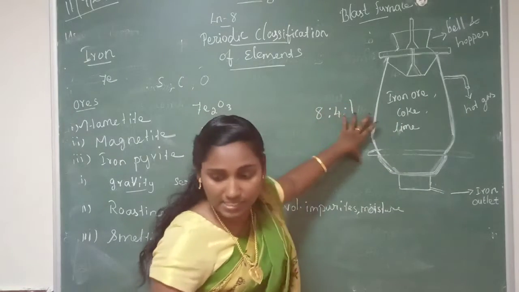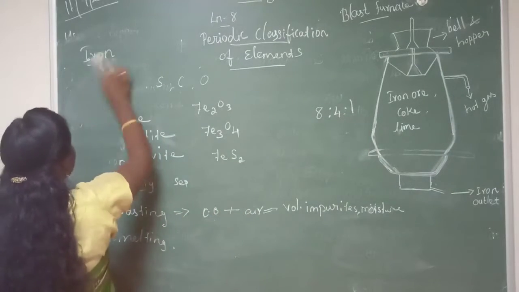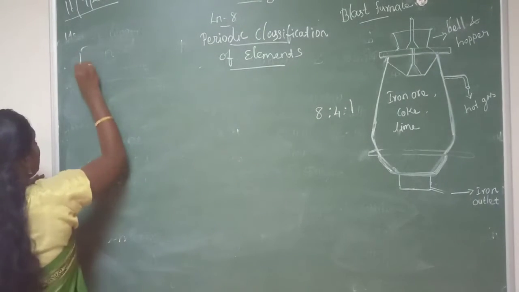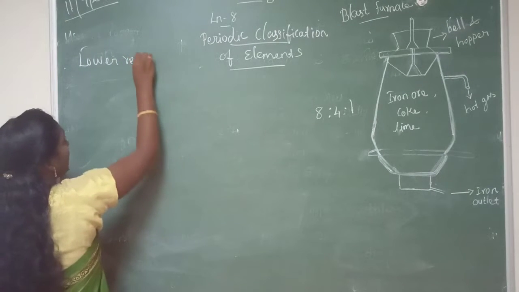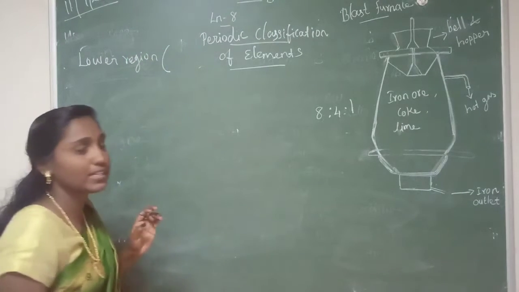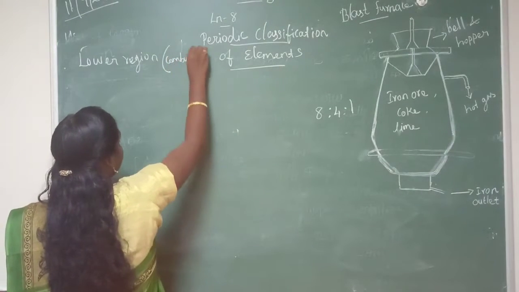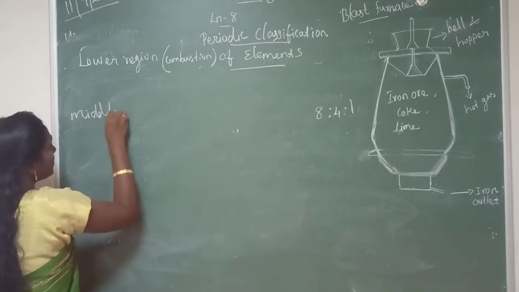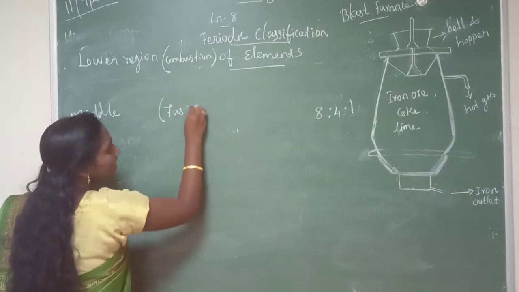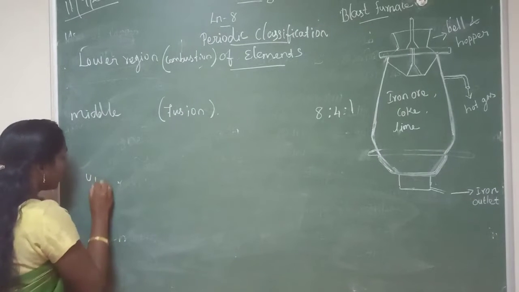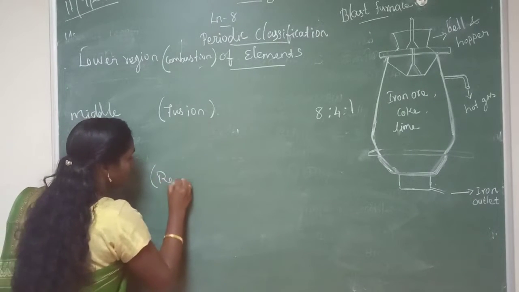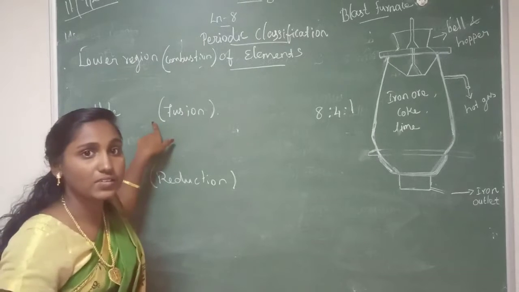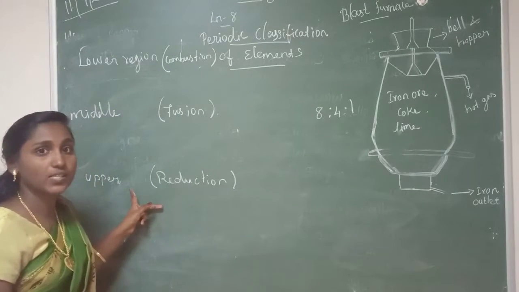So this blast furnace consists of 3 regions. What are the regions? Lower region, middle region and upper region. The lower region is otherwise called the combustion zone. The middle region is otherwise called the fusion zone. Then the upper region is otherwise called the reduction zone.